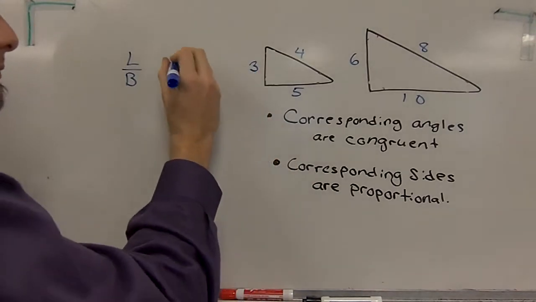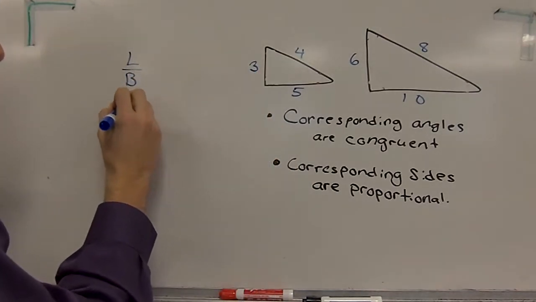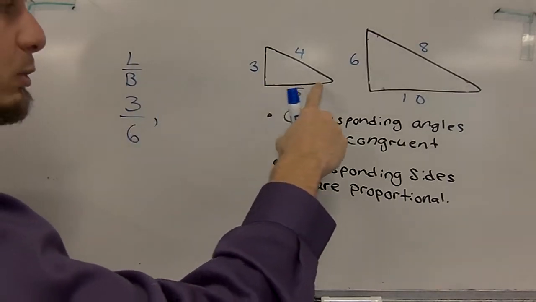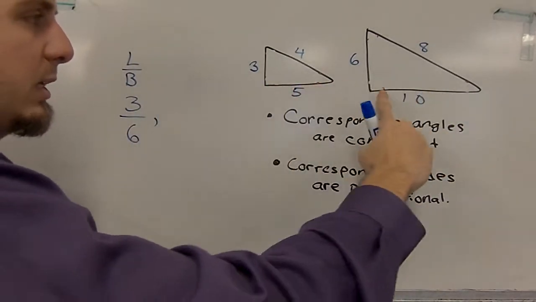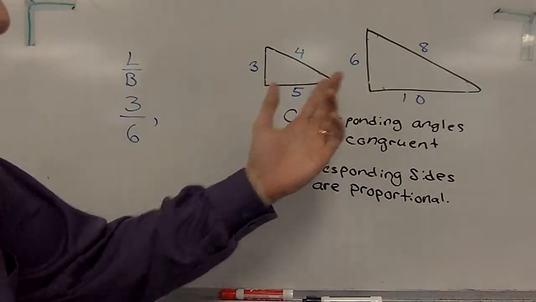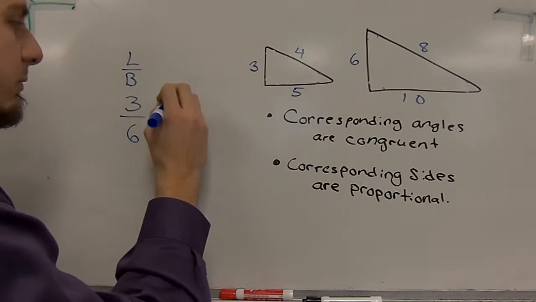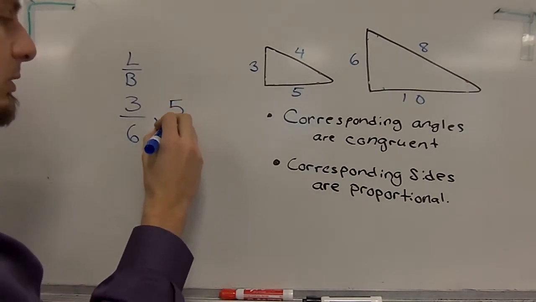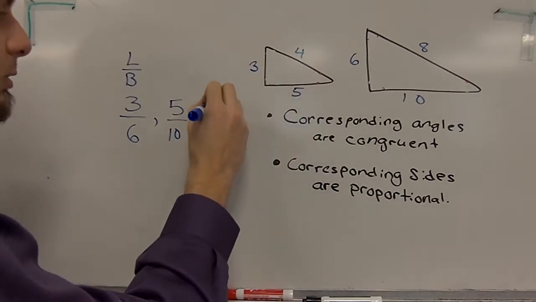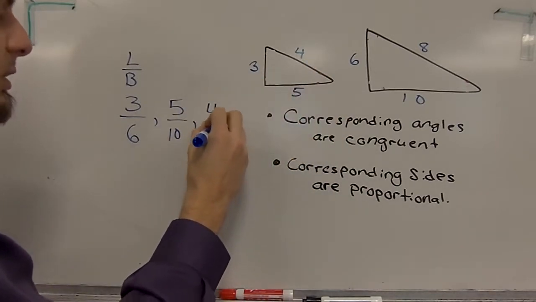So the little one would be 3, the big one is 6. Okay. We'll do the bottom side next. These bottom sides are corresponding because they're both the bottom side of the two triangles. Little one first, big one second. Then we'll do the hypotenuse. Little one first, big one second.